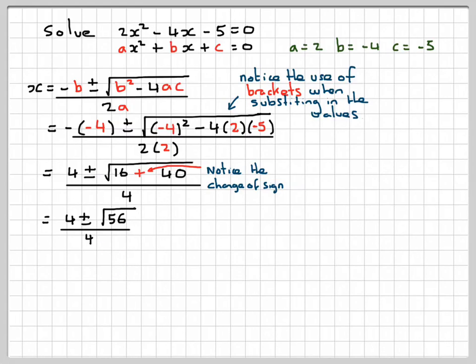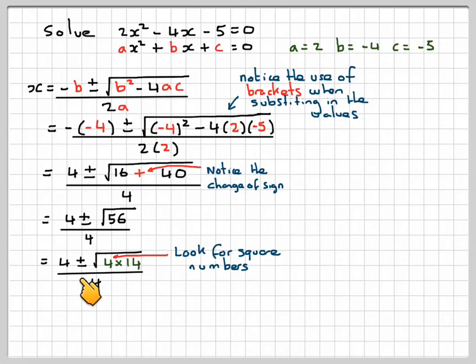Now IGCSE, this is where you would have got to with the problem, and you would have taken out your calculator. Now IB, sometimes you're expected to give what's known as the exact answer. So what you do is you look at 56 and you look to see if there are any square numbers that go into it. There is one, which is 4. So we rewrite 56 as 4 times 14, because 4 14s make 56.